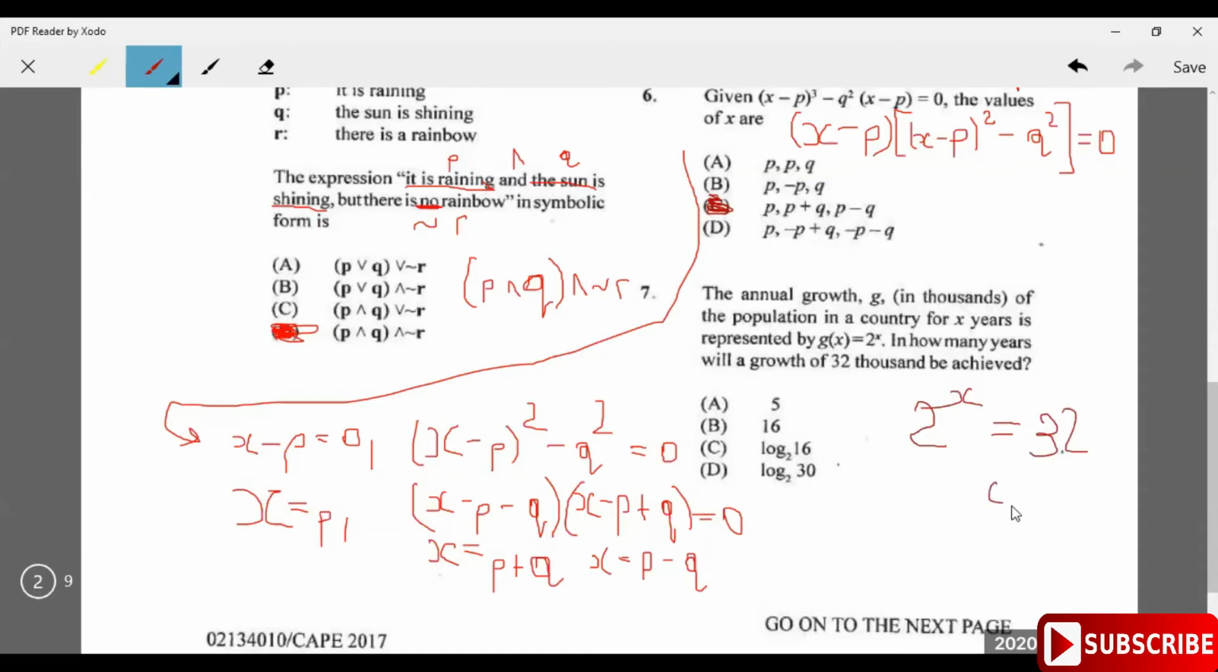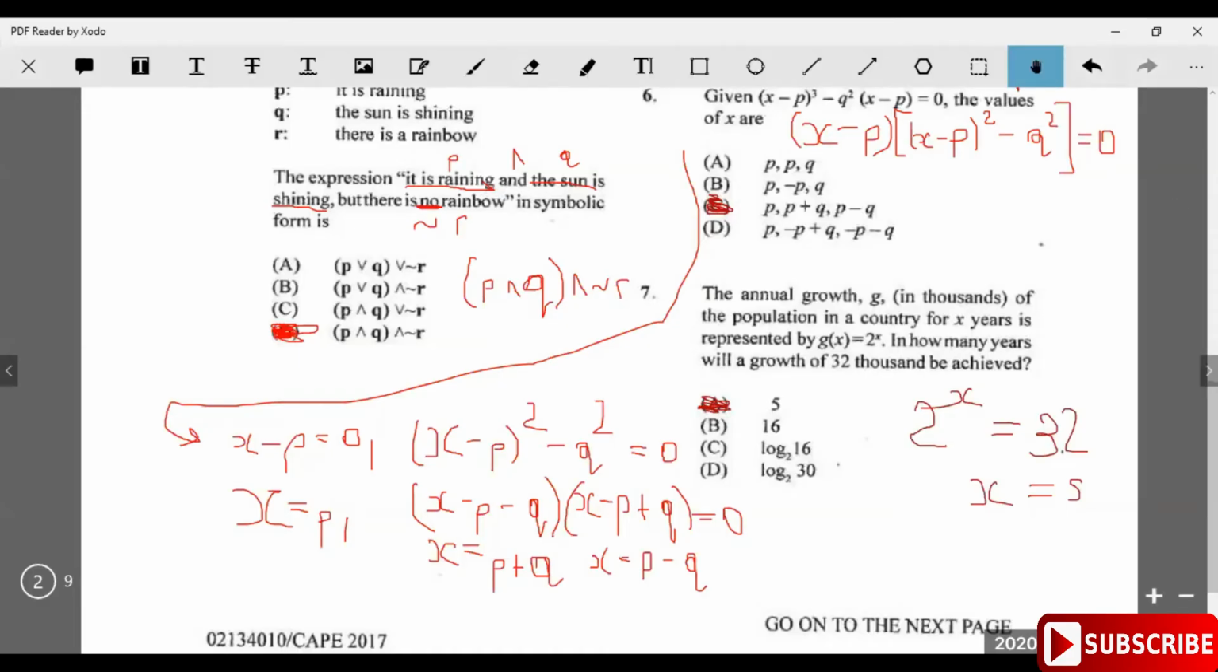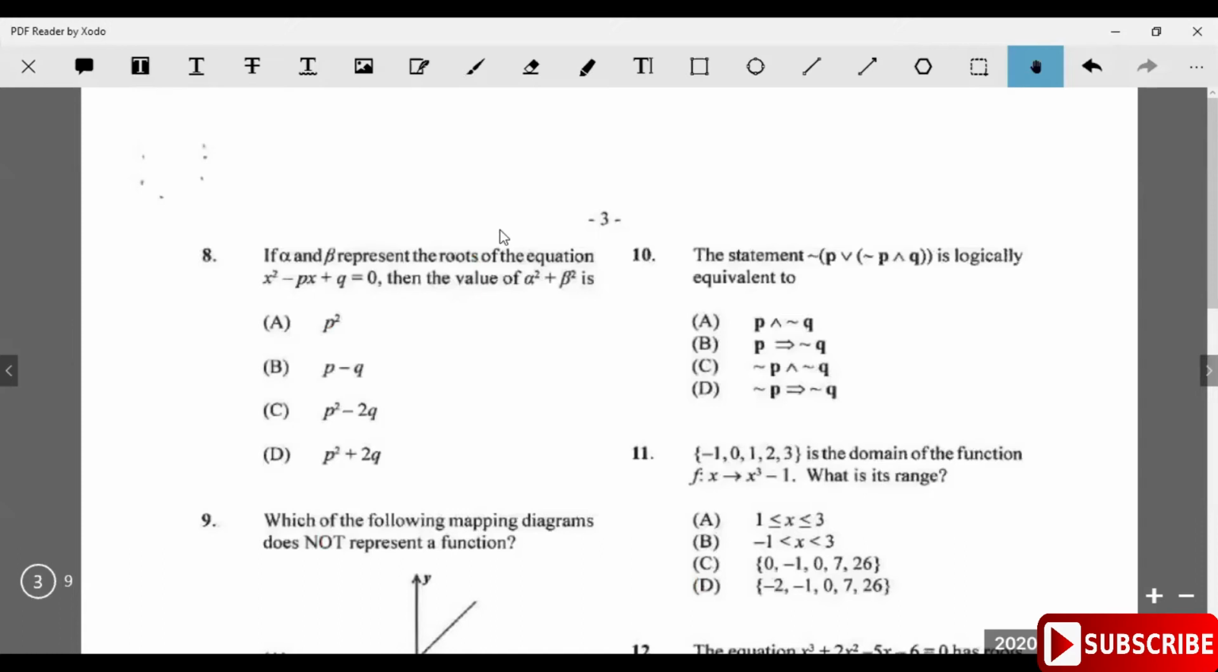And so clearly x is going to be equal to 5 because 2 to the 5 is 32. So x is equal to 5. Nothing to do right there. Soft. All right.